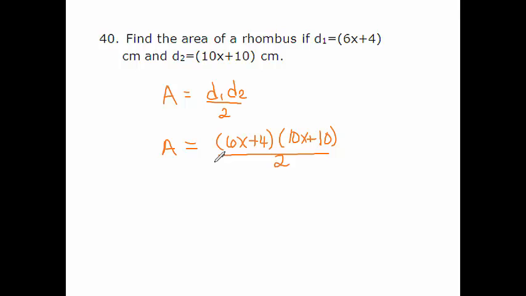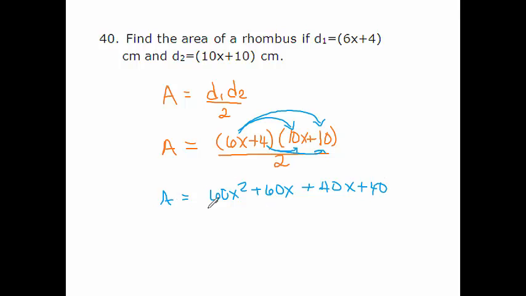So when we're multiplying two binomials, we have to distribute both terms. So we have to take the 6x and multiply it by the 10x and the 10. So it gives me 60x squared plus 60x. And then we have to take the 4 and multiply by the 10x and the 10. So that's plus 40x plus 40. And that's all over 2.